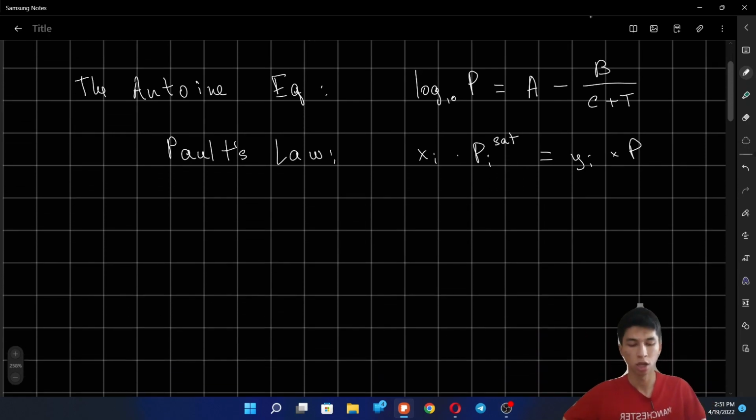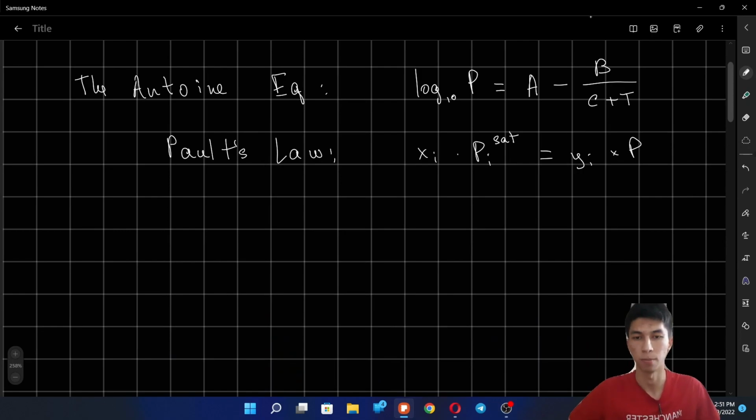We're going to be using these two equations to determine the bubble temperature and pressure and dew temperature and pressure. Let's start with the bubble pressure first, then it's going to be easier for us to determine the bubble temperature. So what is the bubble pressure? Bubble pressure is the pressure at which the first bubble of gas is formed, at a given temperature, for a mixture of liquids.